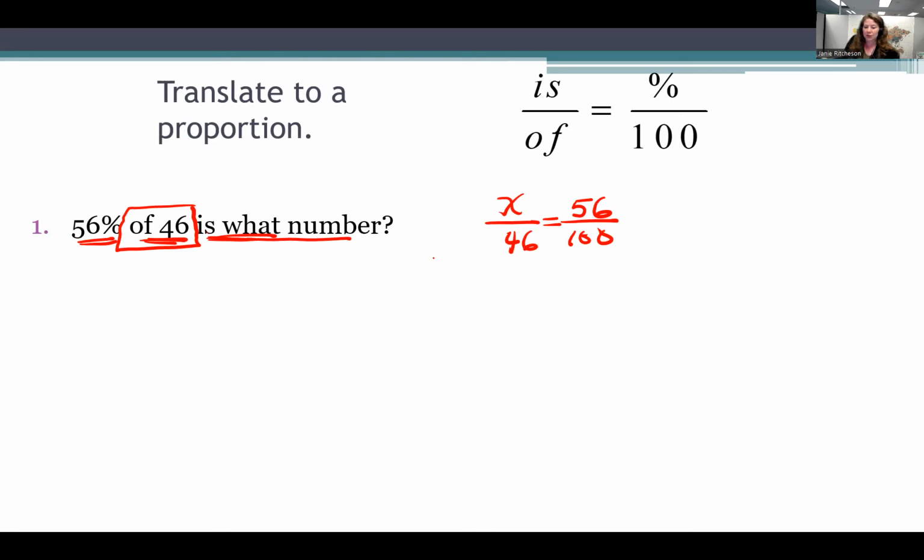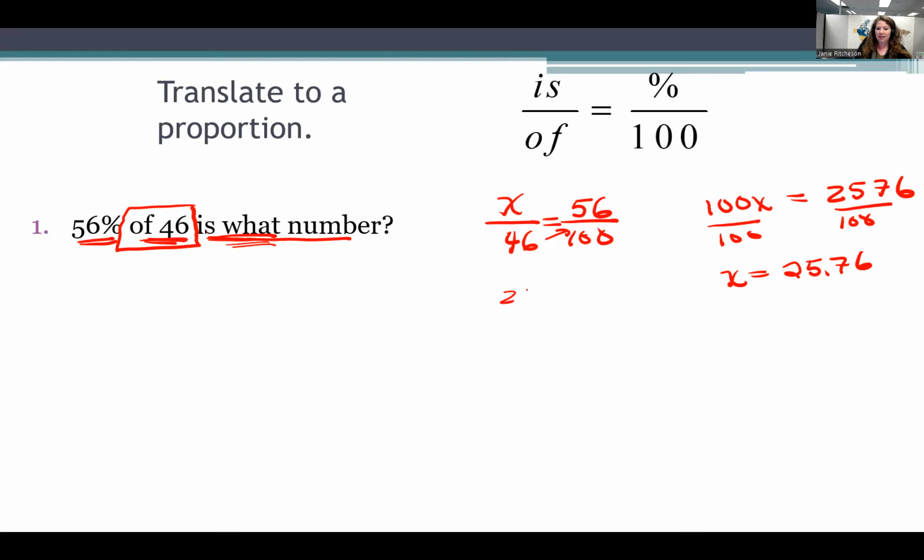Okay, so once you write out the proportion, all you have to do is cross multiply. So 100 times x is 100x. And then we're going to multiply this way. 46 times 56 is 2,576. And then to solve for x, we're going to divide both sides by 100. So x is 25.76. Okay, that's the answer. 56% of 46 is 25.76.